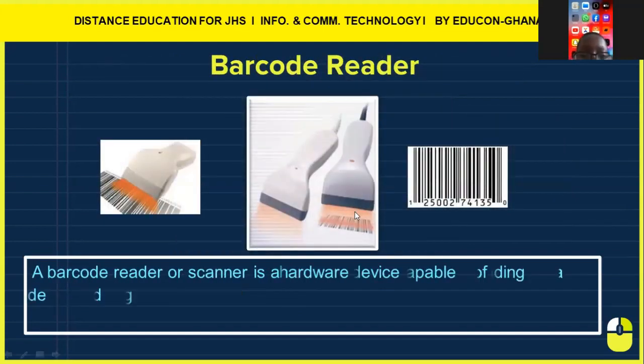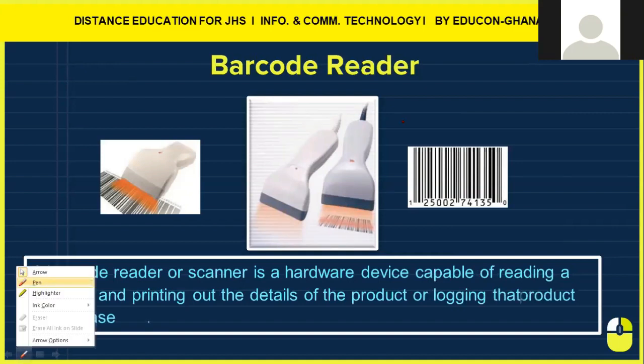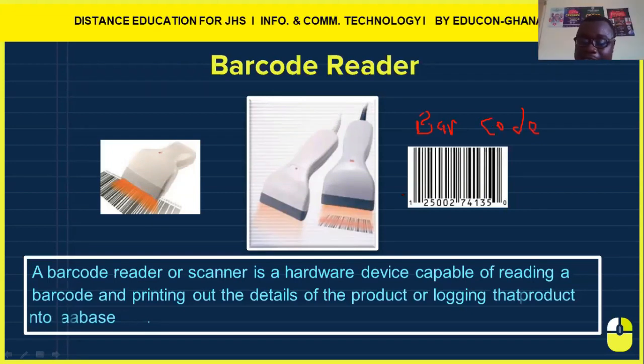So barcode reader, yes, barcode reader. Now this is a barcode. So you can see here, this is a barcode. And then when you go to the shopping malls, after you bought the item, they will scan. There's this kind of code attached to the item. When they scan, this device is an input device that will send the data to the computer system for processing, so that they'll be able to determine the price of the item and all that.